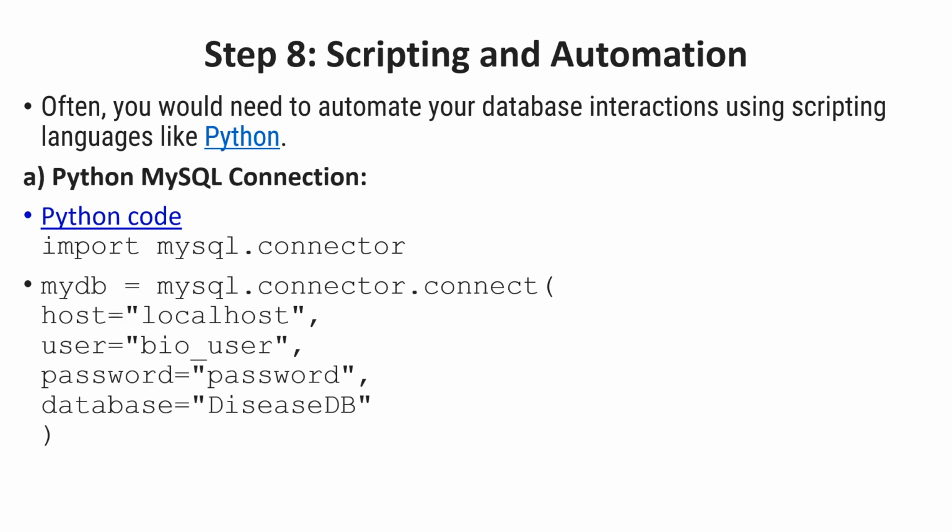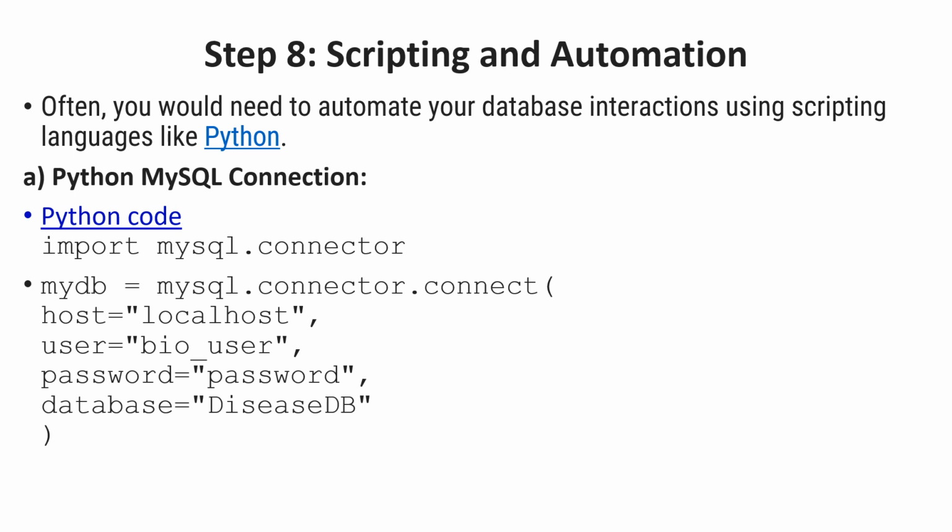Then we have scripting and automation. Often you would need to automate your database interactions using scripting languages like Python. So we can use scripting languages like Python to interact with and automate our database.